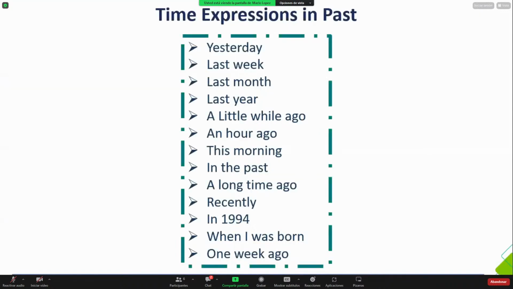Now, when I was born, cuando yo nací, and 1 week ago, hace una semana. These are the time expressions we can use in past. Expresiones de tiempo que podemos usar en pasado. So, with this part of the presentation, I finished.